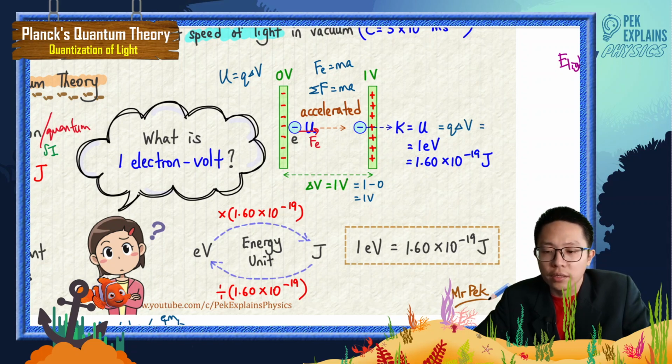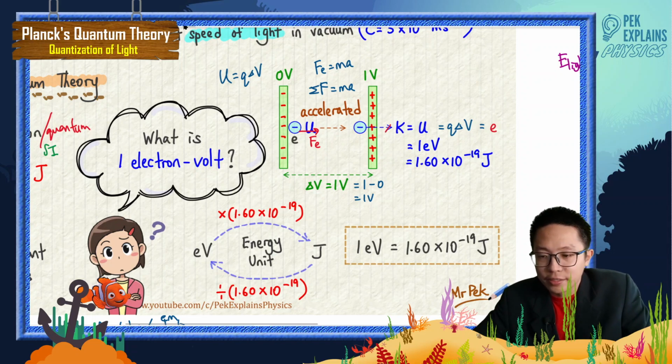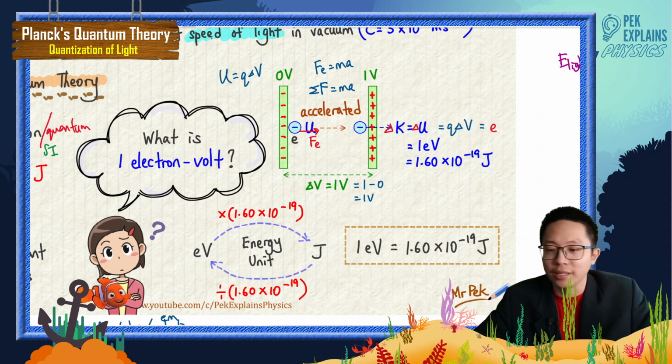What is the charge for this electron? Electron charge, isn't it? And what is the potential difference? The change of kinetic energy equals the change of potential energy, which is charge times potential difference. The charge of the electron is e, and the potential difference between the two plates is 1 volt. So the value becomes 1 electron volt: electron multiplied by 1 volt.